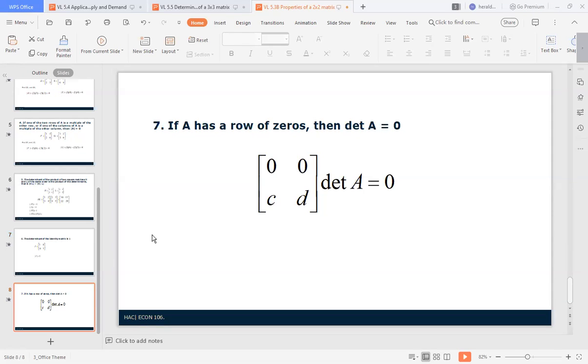Lastly, if A has a row of zeros, then the determinant is equal to 0. So if you already have a matrix like this, when we see that there is a row of zeros, then we know that the determinant is equal to 0. So no need to really solve for the determinant, because we already have a prior understanding about the properties. Any questions about the properties, class?